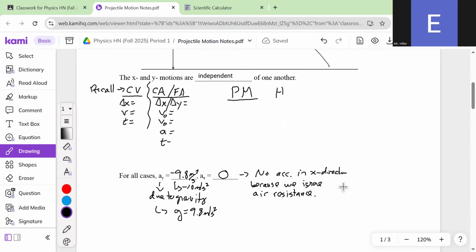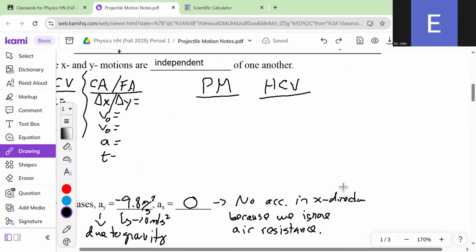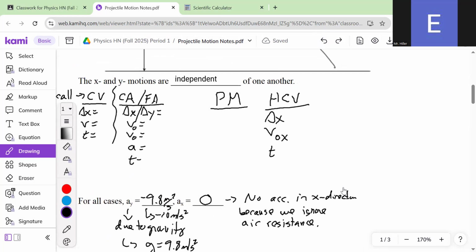Horizontally, we move with horizontal constant velocity. That's what HCV stands for, because you're not accelerating in the x direction. Therefore, horizontally, we have delta x, v naught, and t. But I'm going to say v naught in the x direction because I now have the x direction of my velocity I have to account for.